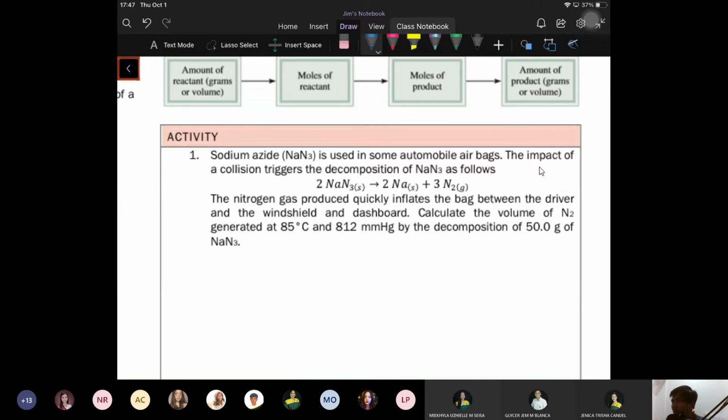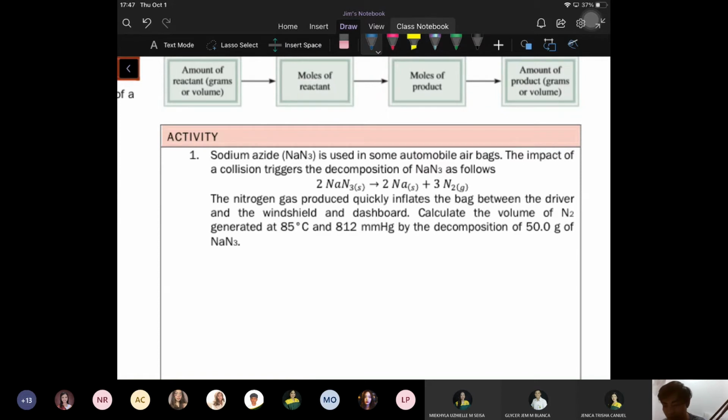So the impact of collision triggers the decomposition of sodium azide as follows. This is balanced: 2 sodium azide producing 2 sodium plus 3 moles of nitrogen gas. That's why the inflation is fast. The nitrogen gas produced quickly inflates the bag between the driver and the windshield and dashboard. Calculate the volume of nitrogen gas generated at 85 degrees Celsius and 812 millimeters of mercury by the decomposition of 50 grams of sodium azide.